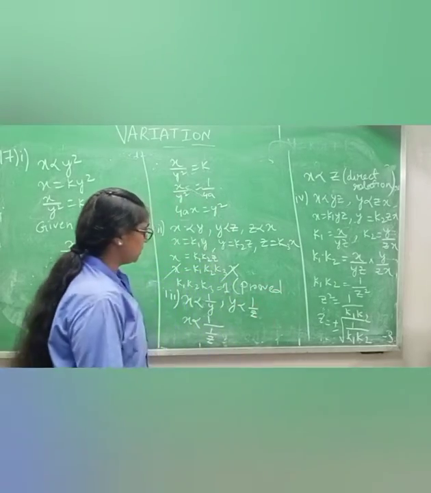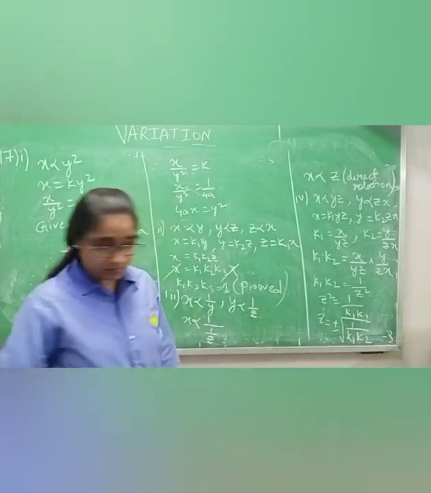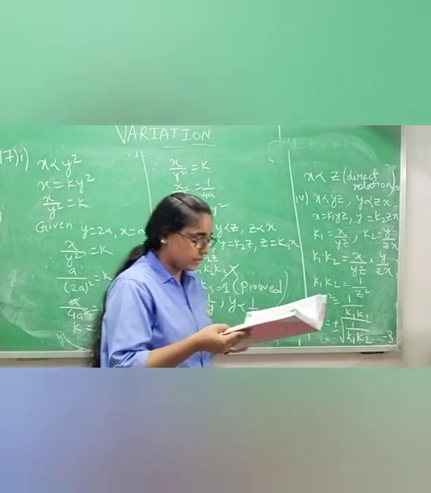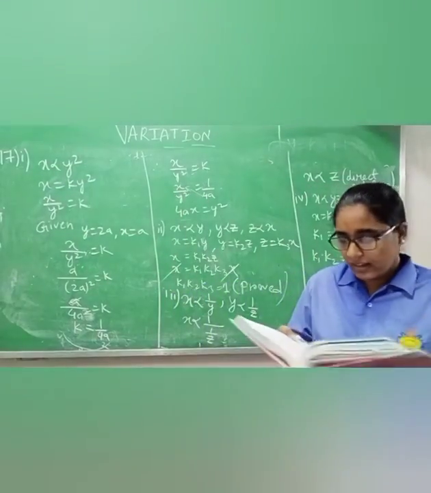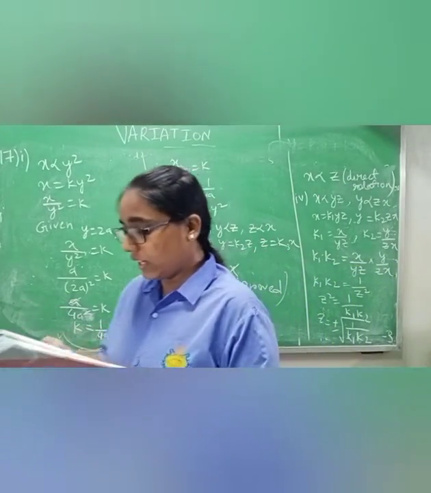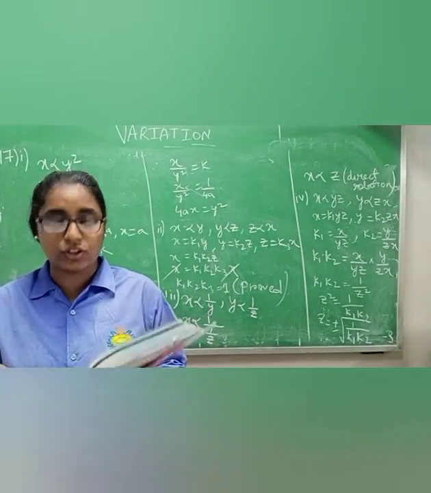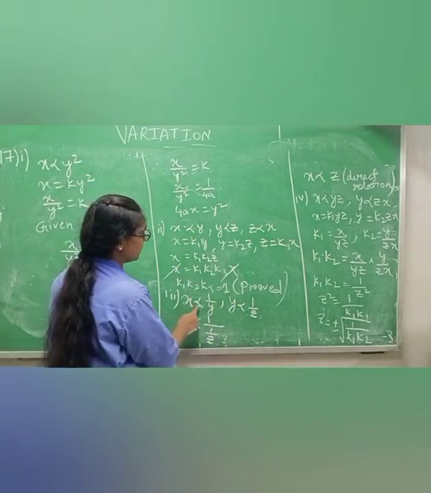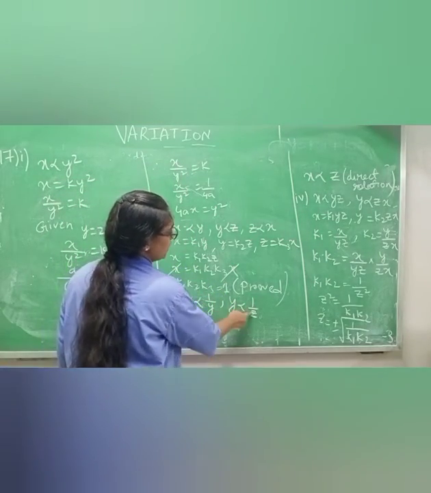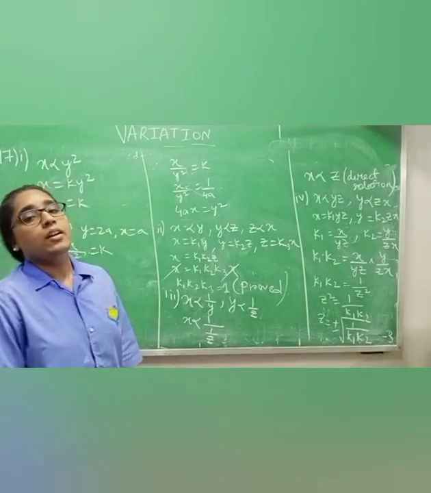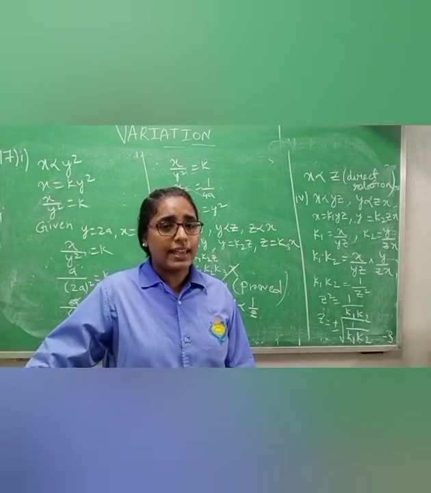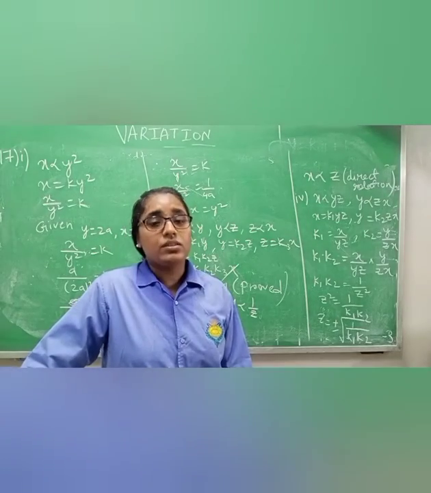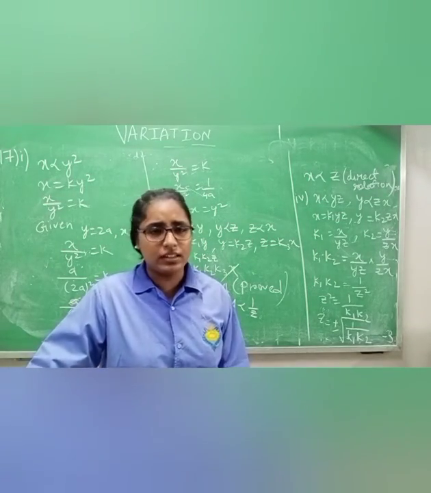Now, question number 3. If x varies inversely with y and y varies inversely with z, let us find if there may be any relation of direct or inverse variation between x and z. They have given two things: x varies inversely with y, and y varies inversely with z. They are asking whether there is a relationship between x and z and which type of relationship, direct or inverse. Inverse means indirect only.